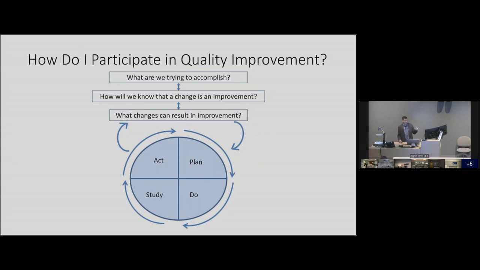You pick your aim and your objective. How will we know that a change is an improvement? Well, that is your outcome. And then afterwards, what change will result in improvement? That's kind of your exposure. And I always kind of teach this in the opposite way, because I'm always used to the PICO model, and this is slightly different than that. But the idea is you answer these three questions, you test changes, some will work, some won't, but at least you're doing it in a standardized way where you can get closer to improving care.